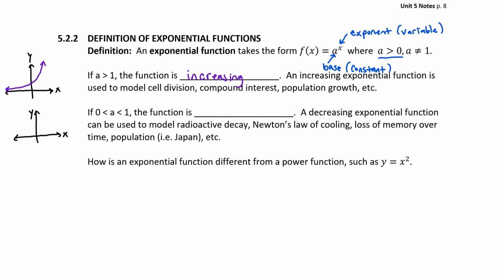An exponential function starts out growing very slowly, and then it grows at a rate that is almost unfathomable. An increasing exponential function is used to model cell division, compound interest, population growth. Here's one that's interesting, the spread of a virus through a community, for example. These start out slow and they compound or grow incredibly fast.